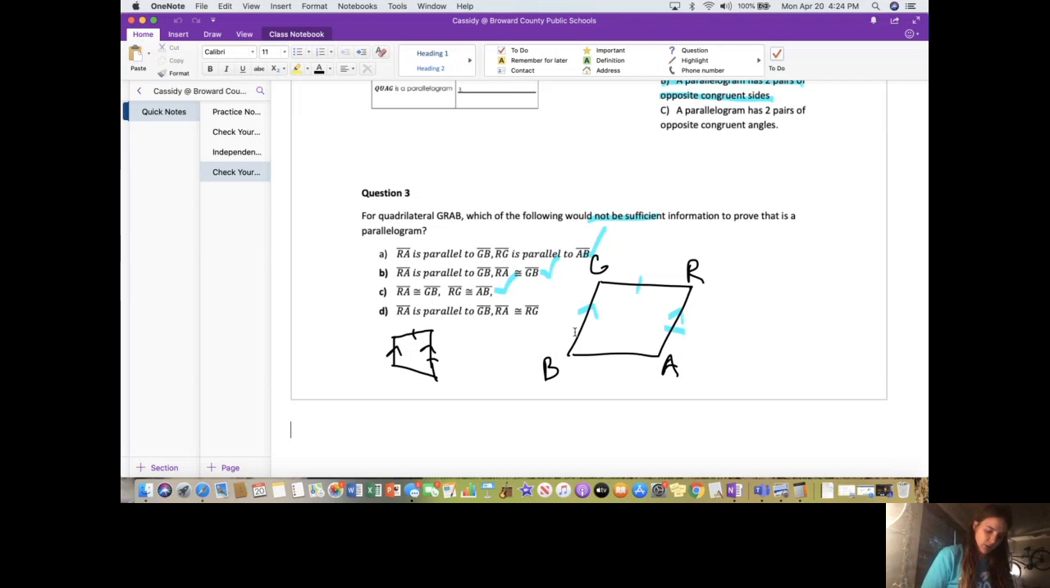D would be your answer to that one. That's not enough information. Okay, I'm going to do that in red to explain that's not enough information. Okay, that's why that's the right answer. Okay, not sufficient enough. All three of those would be enough information. This one would not. All right, so hopefully that was helpful.